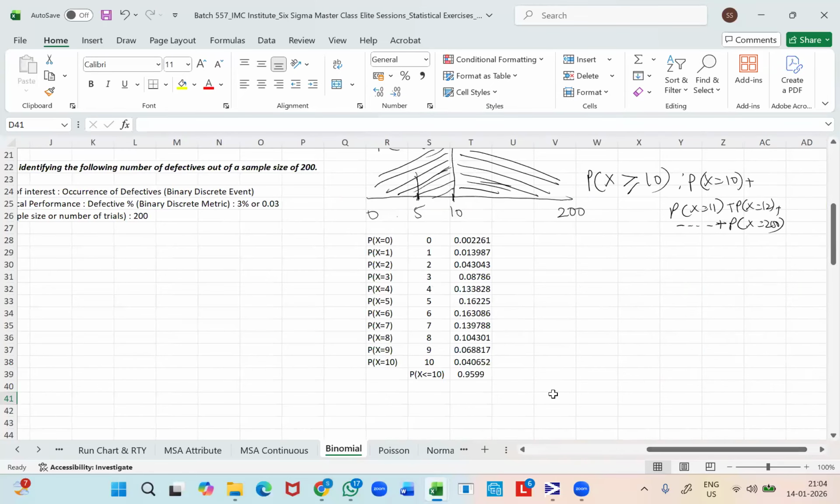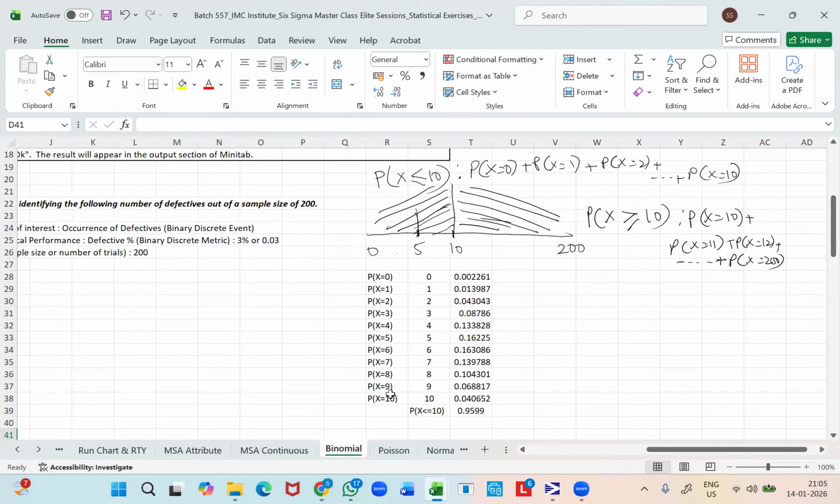For that, we need to use a probability property which says the sum of the individual probability values from 0 to 200, in this particular case, will be equal to 1. This is a standard probability property. If you sum up all the individual probability values from 0 to 200, the answer will be 1. Even if the sample size is 100, then it will be 0 to 100, and the answer will be 1.